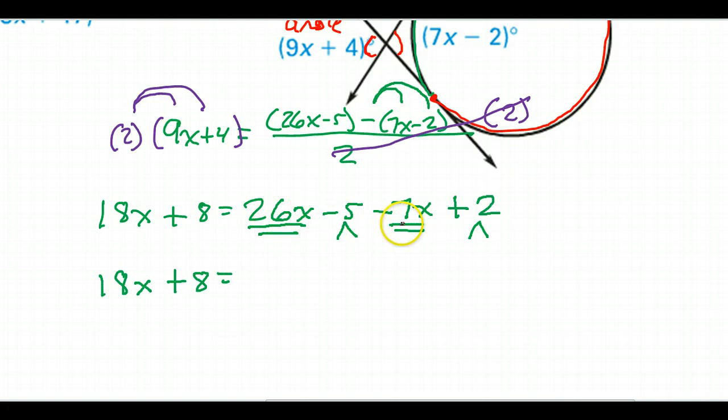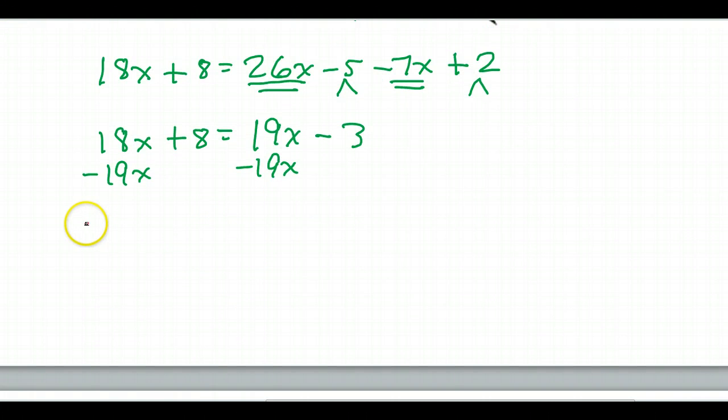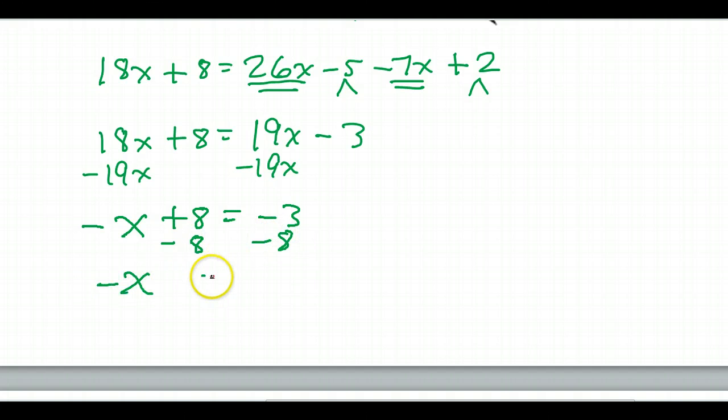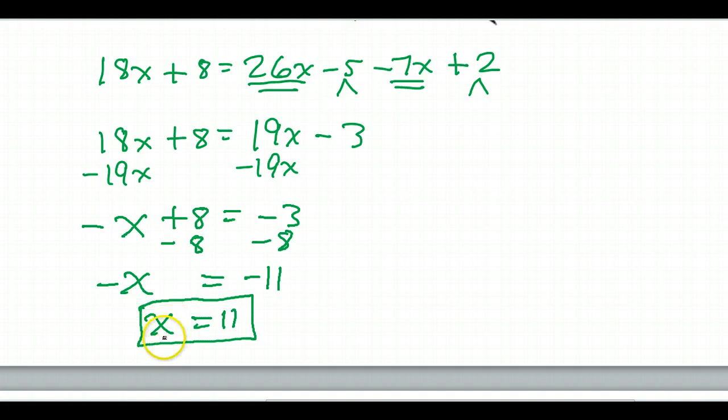26x minus 7, that's x. Negative 5 plus 2, that's negative 3. So I have this so far. Now I'm going to subtract 19x from both sides. That's going to give me negative 1x, so I'm just going to put negative x plus 8 equals negative 3. Then I would subtract 8 from both sides, so that's going to give me negative x equals negative 11, which means x equals 11. So that is how you do number 12.